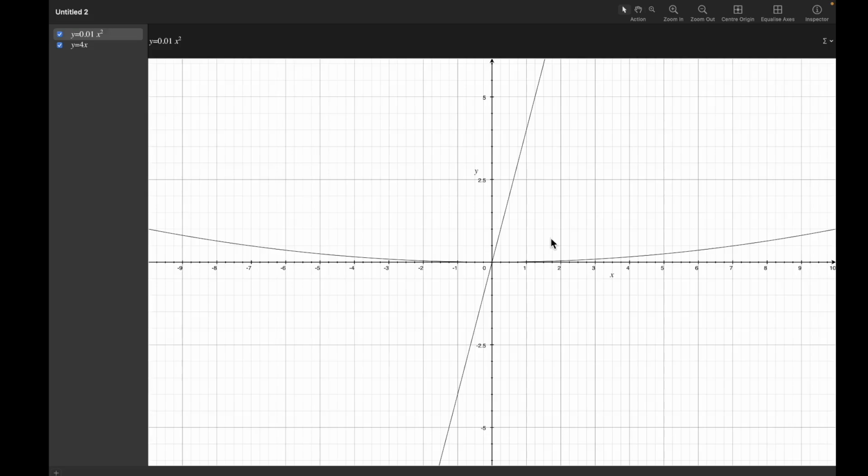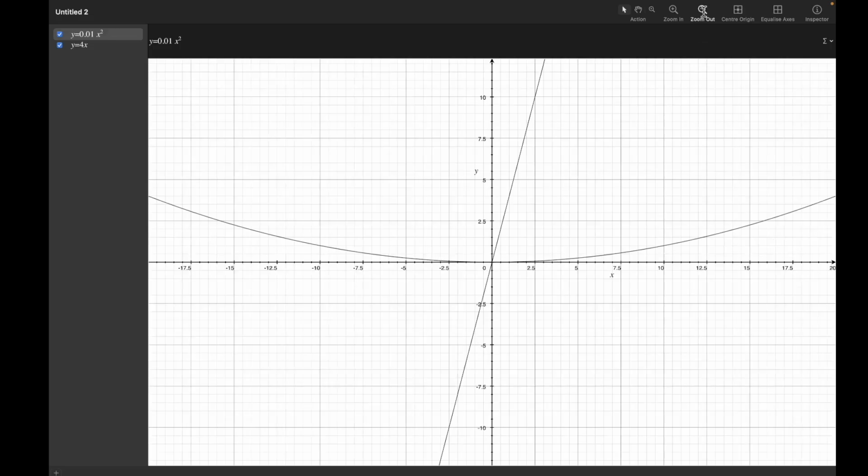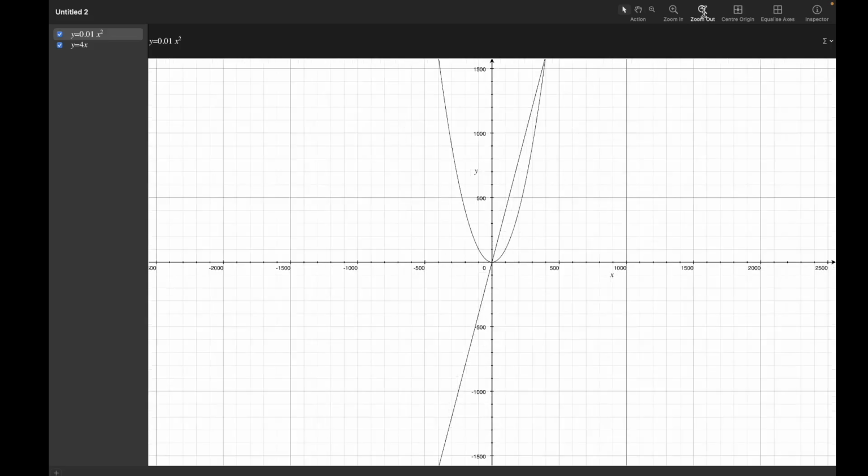If I were to look at it from a faraway point, then it is going to make a lot of sense. So I'm going to zoom out. Here is the functionality for zooming out, and look what happened.